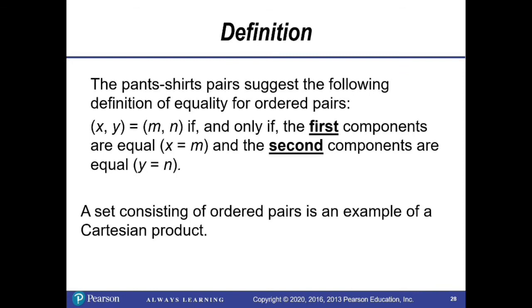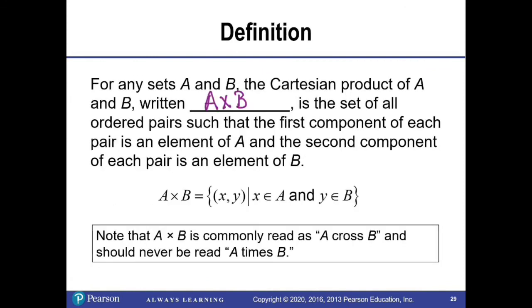A set consisting of ordered pairs is an example of a Cartesian product. So a Cartesian product, written as A cross B, is the set of all ordered pairs (x, y) such that x, that first component in the ordered pair, comes from set A, and y, that second component of the ordered pair, comes from set B. This is commonly read as A cross B, but it should never be read as A times B. So let's start listing some Cartesian products of some sets.